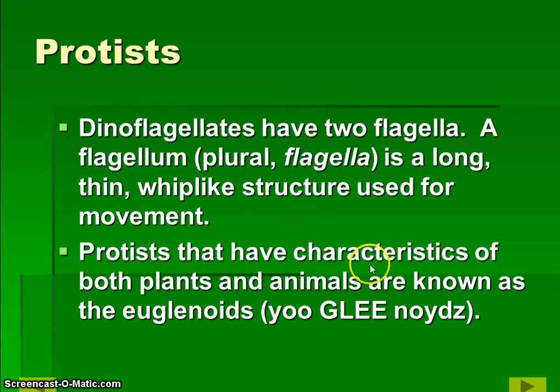Now, protists have characteristics, too, that could be those of both plants and animals. And those are known as the euglenoids. So euglenoids are going to be protists that are going to have the characteristics that are plant-like and animal-like. Plant-like in that it's able to produce its own food. And animal-like, where if it cannot have enough sunlight or cannot produce enough energy, it can actually go out and get energy from the environment.